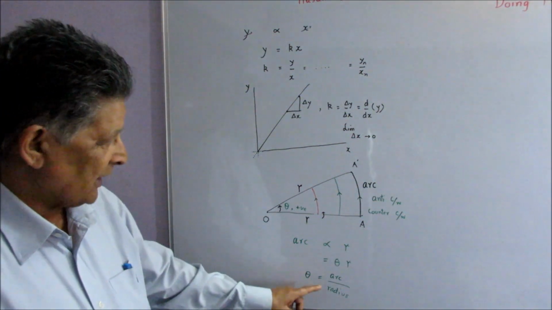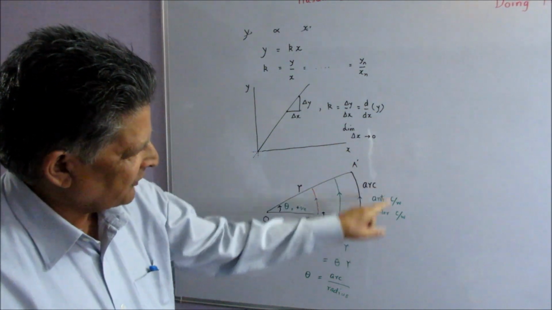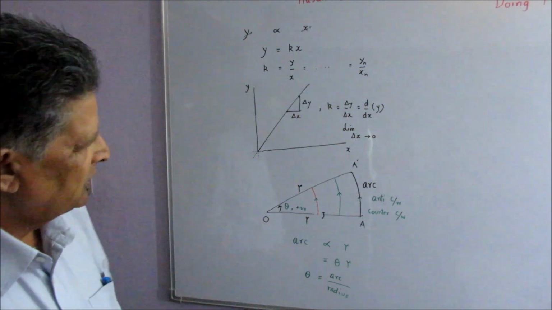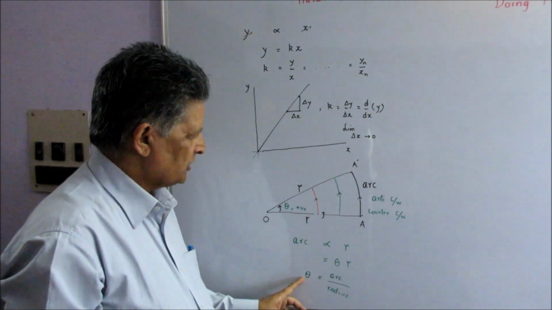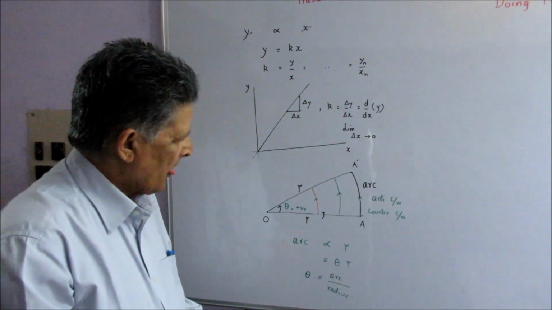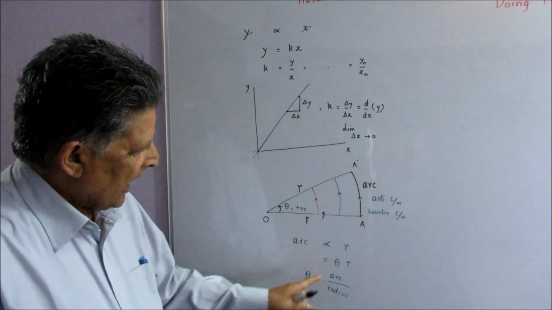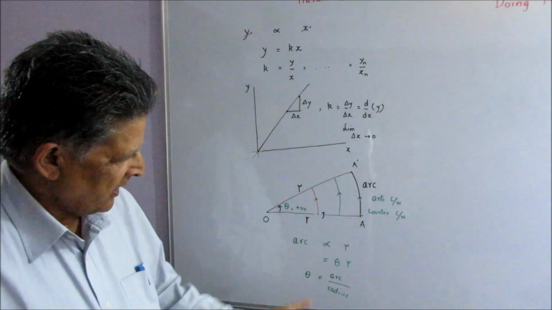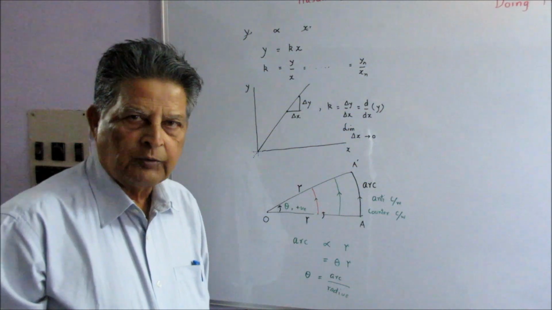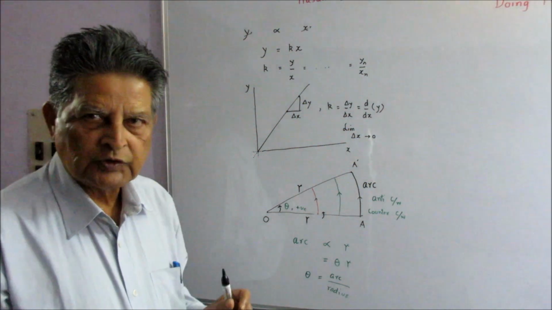We can have different values, but for the same value of theta, we can have different values of arc and different values of radius, which are related to each other by theta is equal to arc upon radius. Now, one thing: arc is a length and radius is also a length. So, length divided by length will become dimensionless.